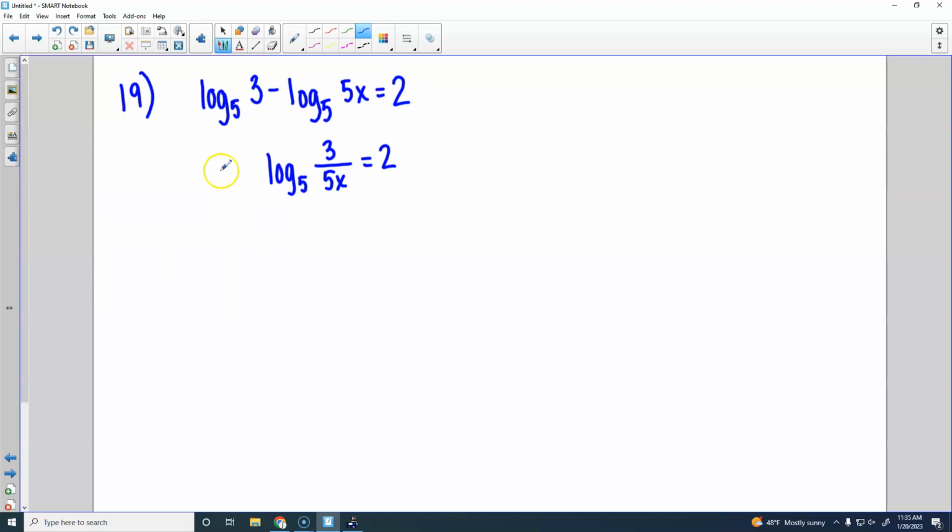And then Maggie, if I've got that log base 5, how am I going to get rid of it? Good. So it's going to be 5 raised to that power on both sides, which will cancel out my log. So I've got 3 over 5x equals 5 squared, which is 25. All right, this is why pre-calculus is so great. This is some rational equation stuff that shows up in the middle of this because that x is in the bottom. So how do I solve this? What do I do with it?